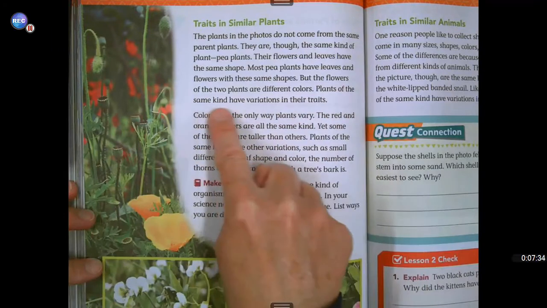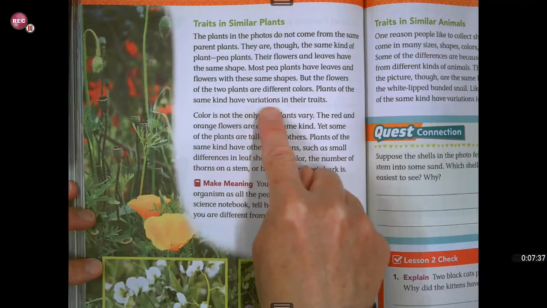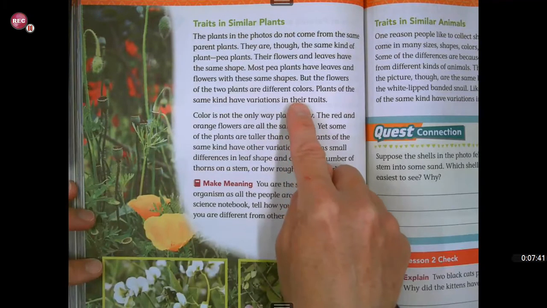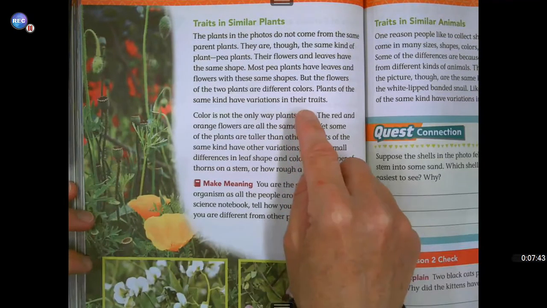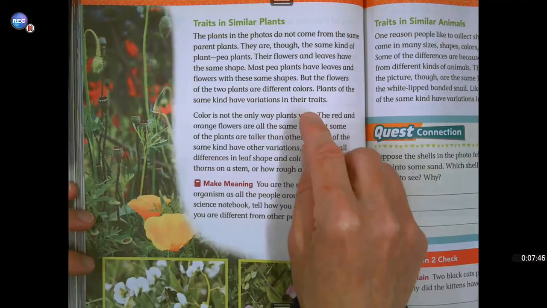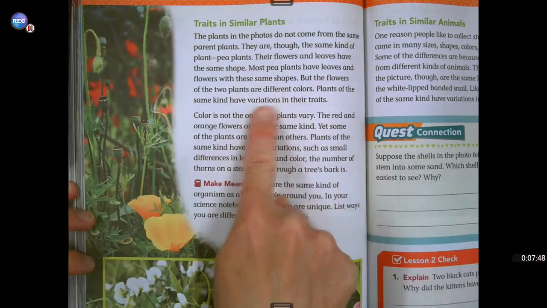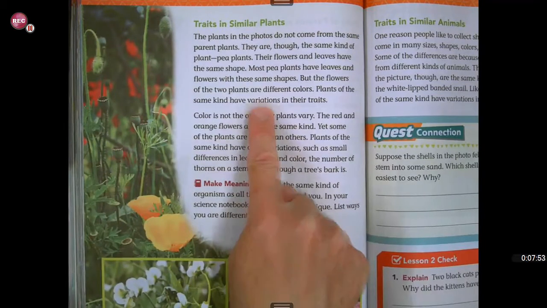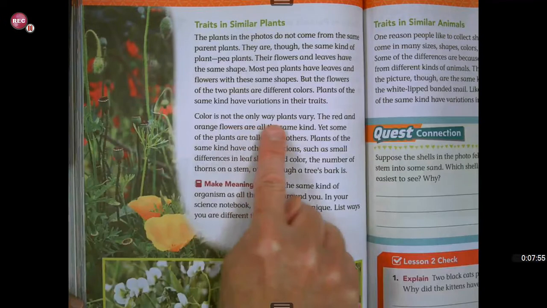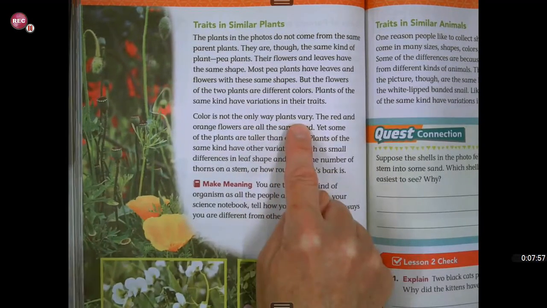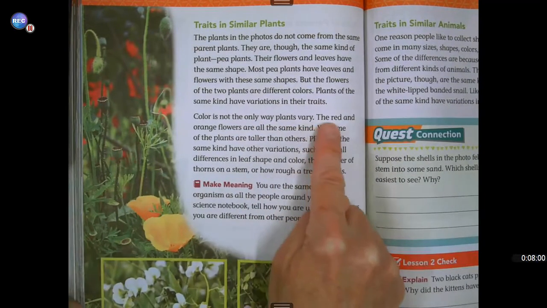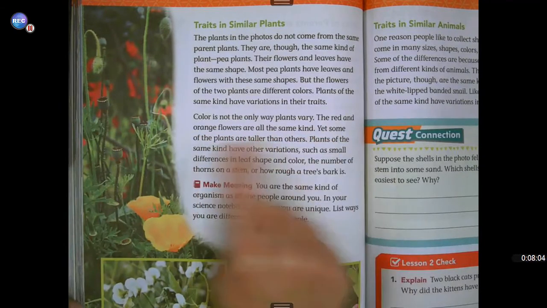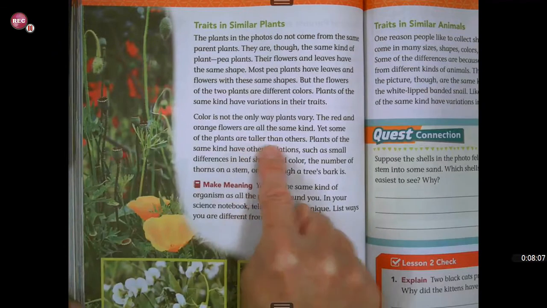Plants of the same kind have variations in their traits. Okay, remember, plants are just like people. Even though they come from the same parent, they don't grow exactly alike. They have variations. That means a little bit of changes. Color is not the only way plants vary. That means that they're different. The red and orange flowers are all the same kind, yet some of the plants are taller than others.